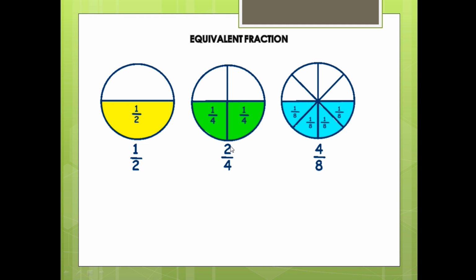Because if you do cancellation also, you see 2 1s are 2, 2 2s are 4. So this is also 1 by 2. 4 1s are 4, 4 2s are 8. Otherwise multiply here and see. Multiply by 2. Then it will be 1 into 2, 2. 2 into 2, 4. 2 by 4. Now multiply by 4. 1 into 4, 4. 2 into 4, 8. In fractions, whenever you multiply the numerator by a number, the same number should be multiplied in the denominator also.